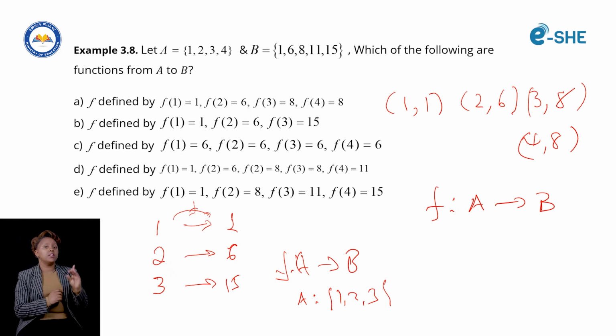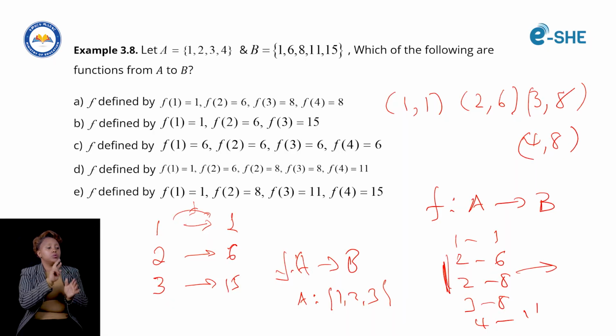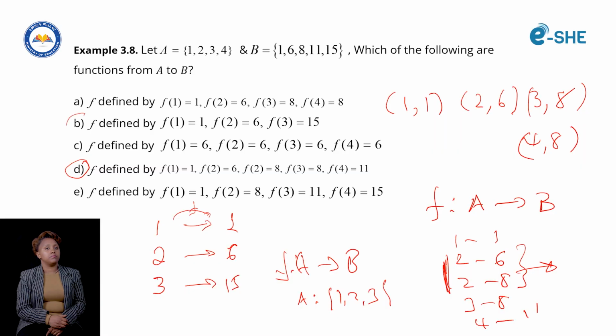D is mapping 1 into 1, 2 into 6, 2 into 8, 3 into 8, and 4 into 11. Here, you see that 2 is mapped into different elements of B. Hence, this fails to have the unique image for 2. Therefore, this is not a function. We can say this is not a function and this is not a function, but the remaining ones are functions.